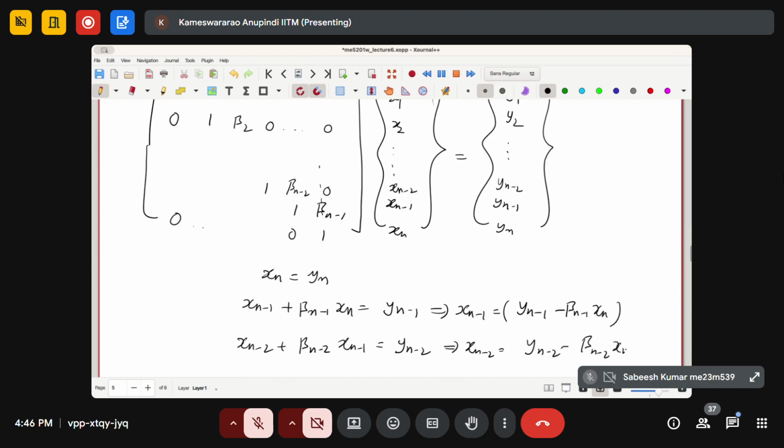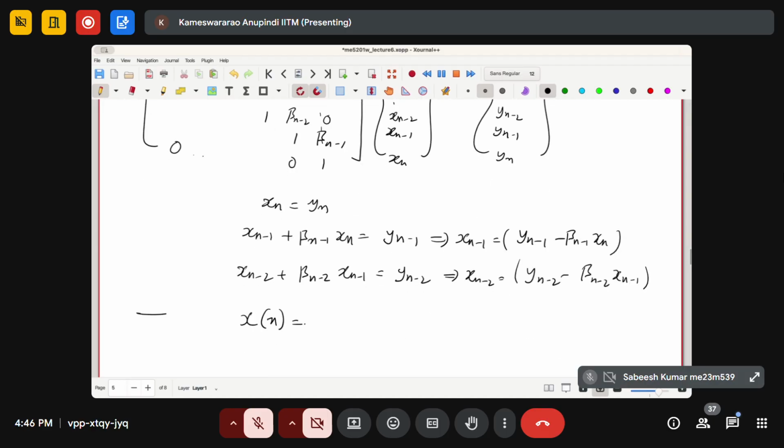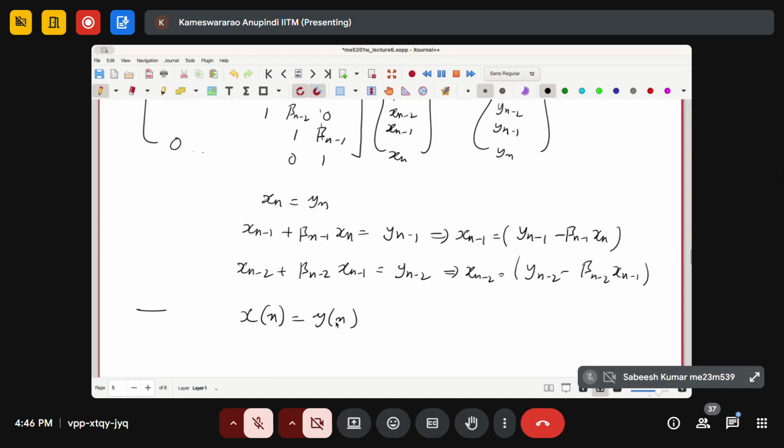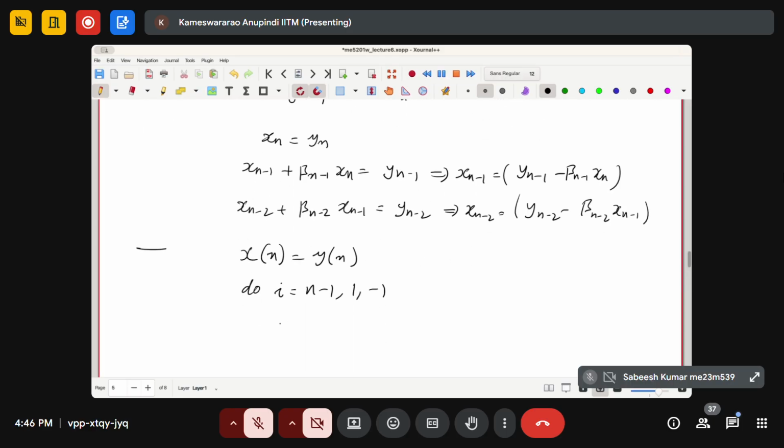n minus 2 times x n minus 1. That means my generalization for this is x n equals y n. Then do i equals n minus 1 to 1 in steps of minus 1. Calculate x i equals y i minus beta i star x i plus 1.